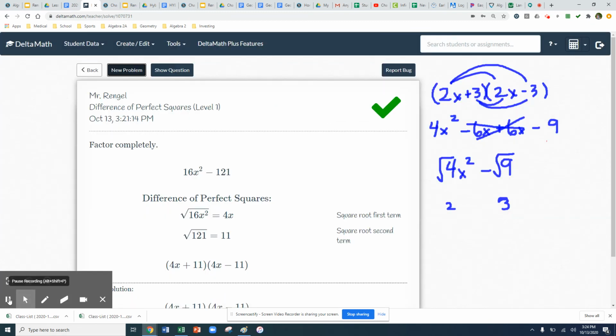And there's our result. These two binomials have a special name. They are called conjugates, and we will keep learning about conjugates when we get to imaginary numbers and when we start getting into the quadratic formula in this chapter. But the big idea is a difference of squares. You'll always see perfect squares, and you'll only see 2 terms, and they are being subtracted.